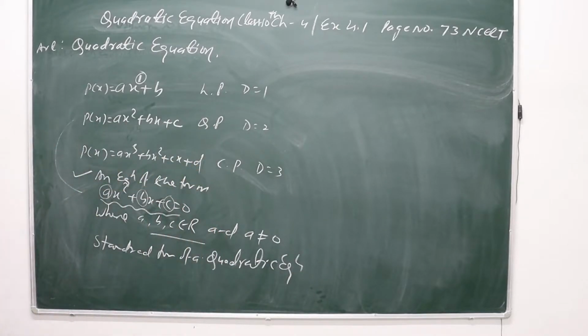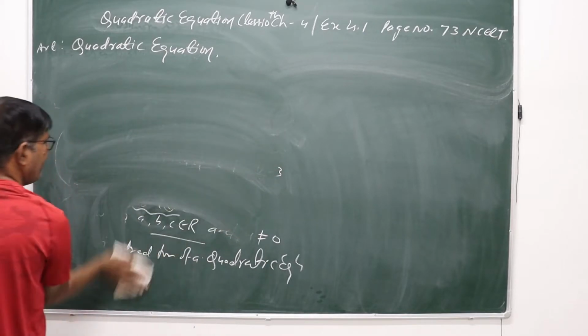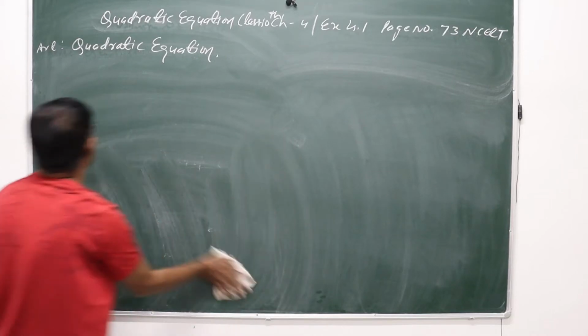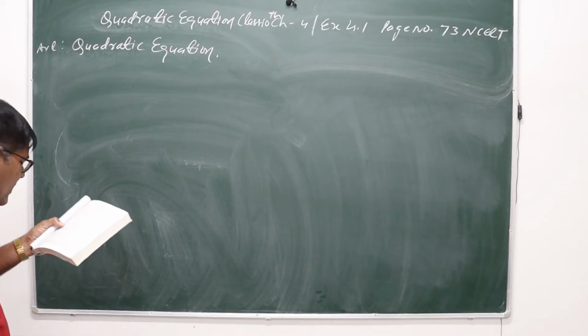So now on the basis of this format we will do the exercise. In exercise first, we have to check whether some algebraic expressions given in equation form are quadratic or not. So let us solve the questions of exercise 4.1. First question: check whether the following are quadratic equations or not.